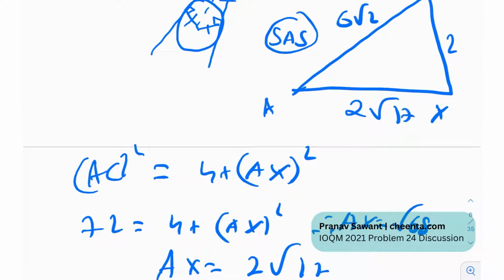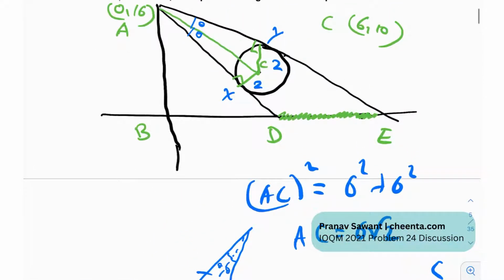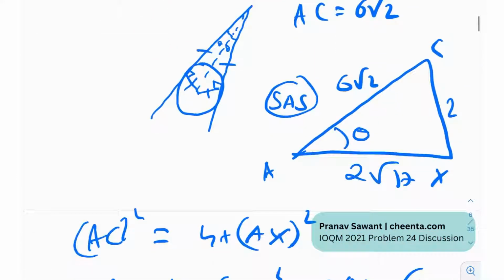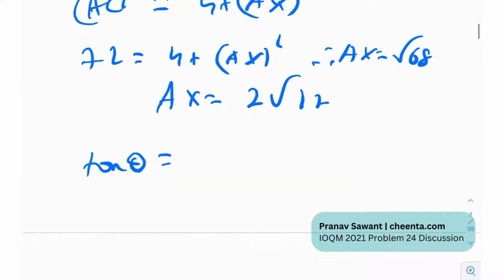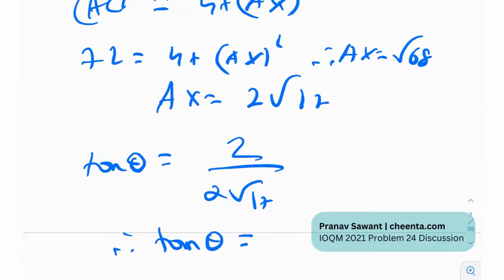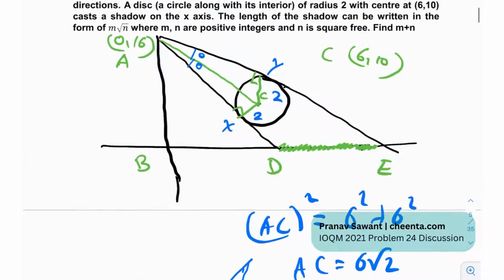And this was in fact theta. If you actually see angle XAC, angle XAC is theta, right? So what is tan theta? Tan theta would be 2 by 2 root 17. So therefore tan theta is 1 by root 17. And this is actually very important because that actually clears up a lot of things. Why? Because I can actually make certain conclusions from this.